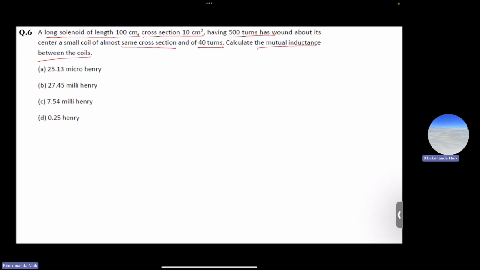The options are option A 25.13 microhenry, option B 27.45 millihenry, option C 7.54 millihenry and option D 0.25 millihenry. So there is a long solenoid. The length is 100 centimeter and cross section is 10 centimeter square and it has 500 turns. Then another small coil is present inside which has the same cross section and 40 turns. Then what will be the mutual inductance between the coils? I'll give you a few minutes and then we will discuss.